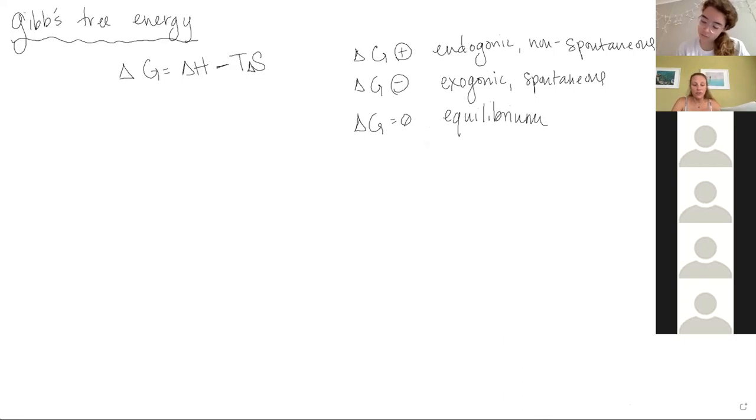Similar to enthalpy, you can also calculate Gibbs free energy by doing the summation of Gibbs free energies of your products minus Gibbs free energy of your reactants. So we also had delta G can be equal to the summation of the Gibbs free energy of your products minus the Gibbs free energy of your reactants.